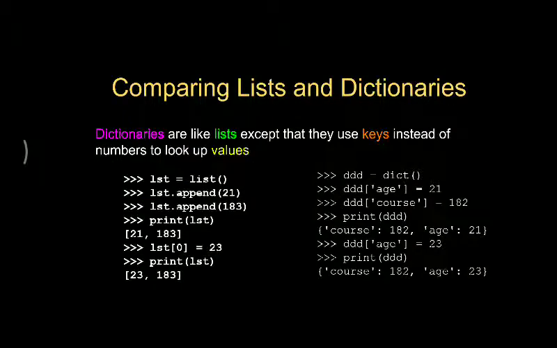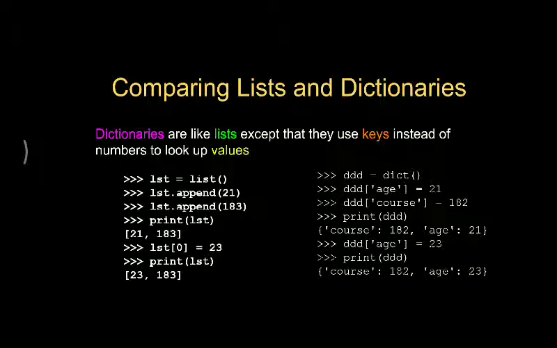A very important thing, comparing lists with dictionaries. Dictionaries are like lists except that they use keys instead of numbers to look up values. There is a proper order in a list, but there is no order in dictionaries. So you can give your own indexes for your elements. There are some examples of lists as well as dictionaries.